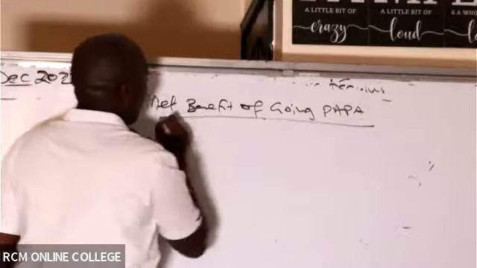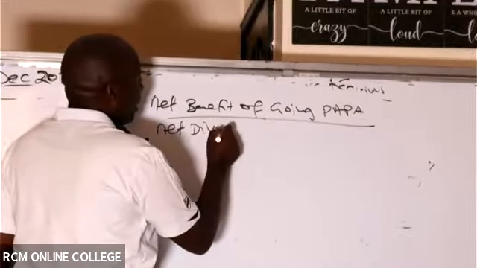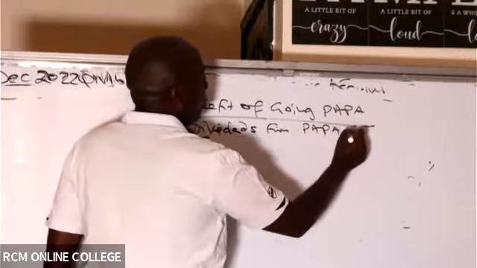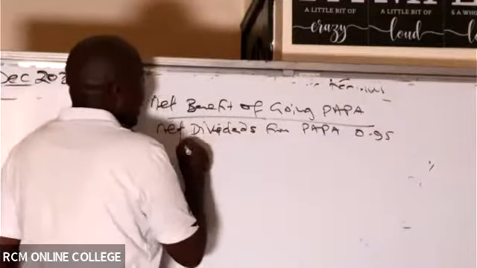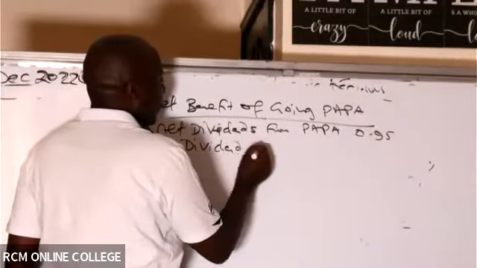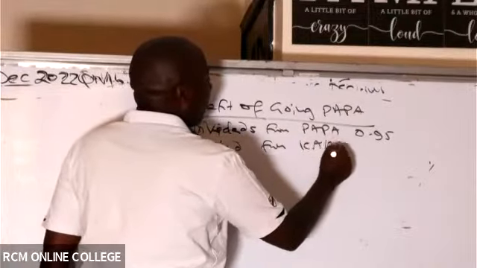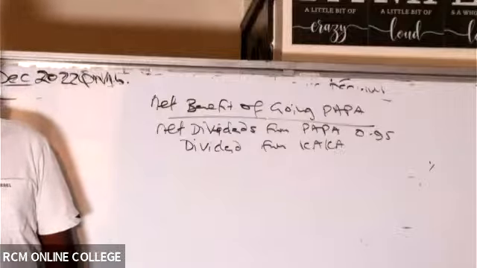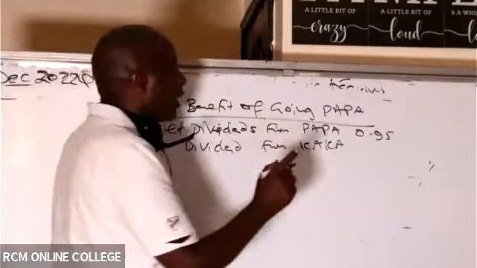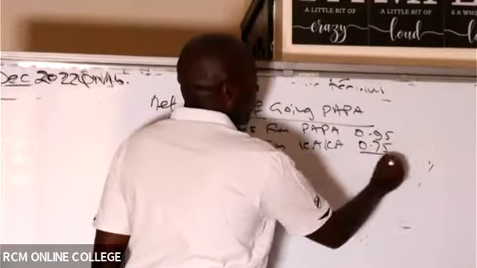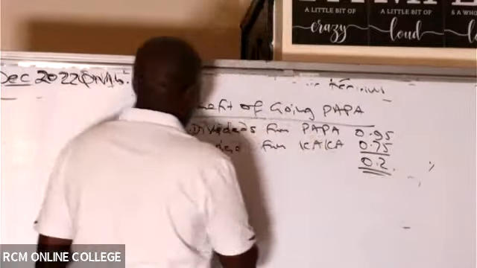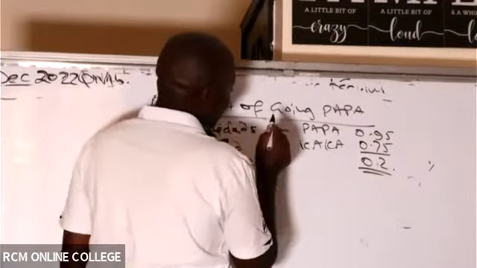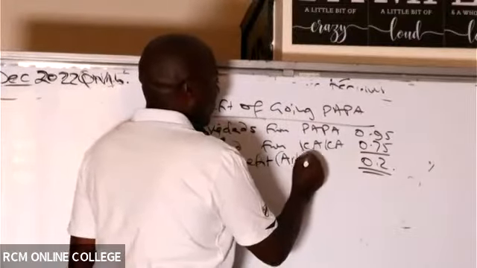So in this case here, number one, we have net dividends from Papa of 0.95. And then of course we had dividends from Kaka. Kaka alikuwa anapata ngapi? Kaka alikuwa anapata 0.75. So this gives me 0.2 as a net benefit, which in this case here will be the arbitrage profit.